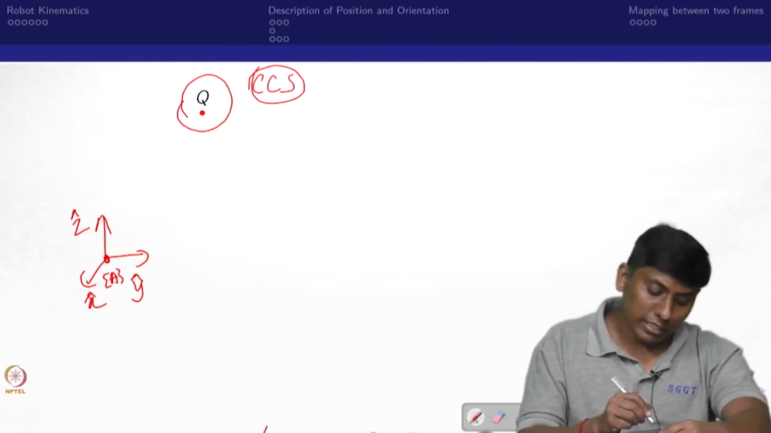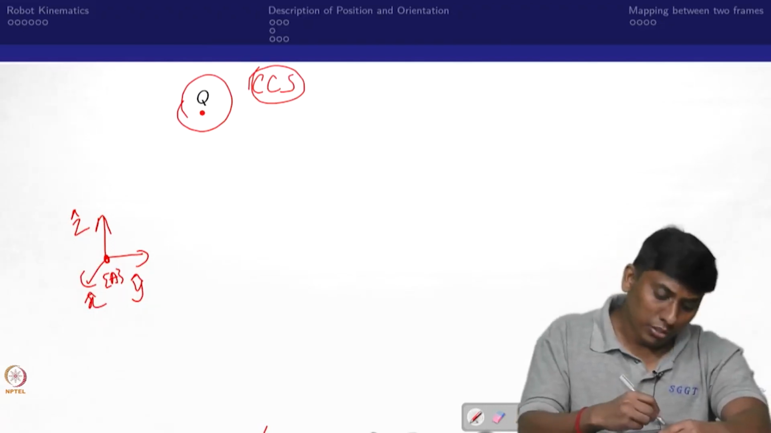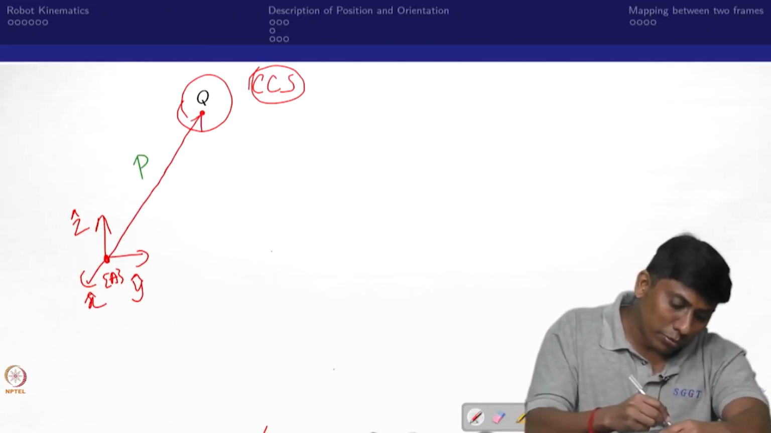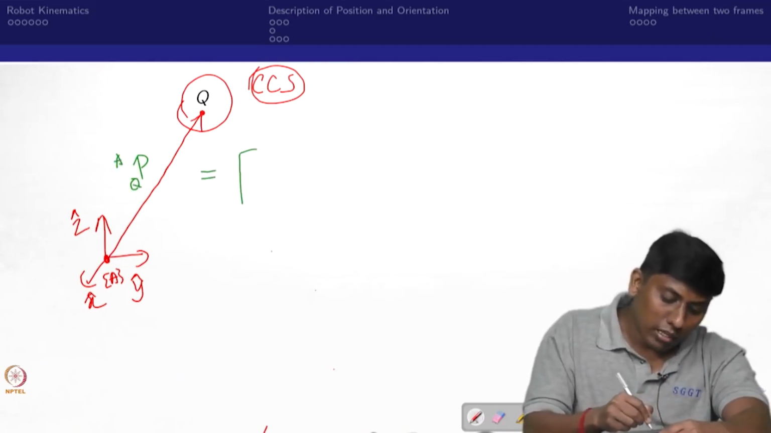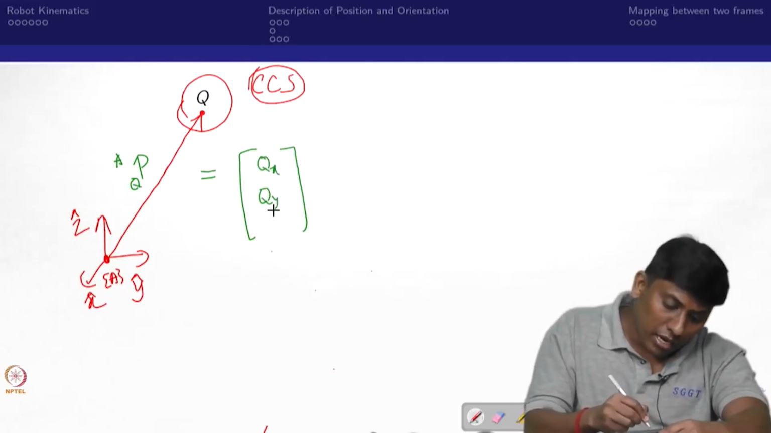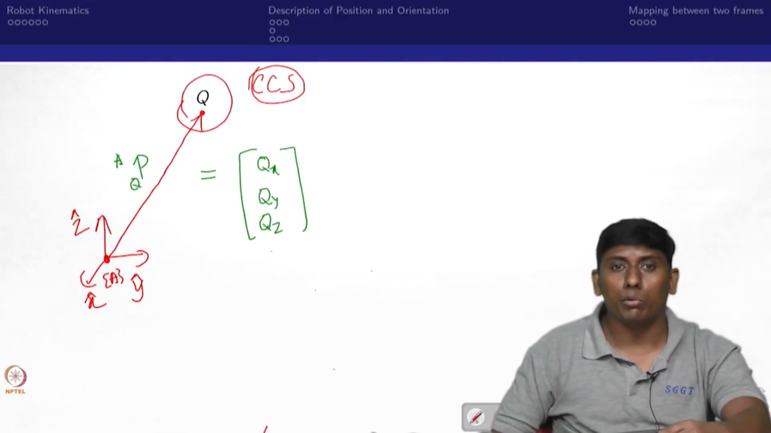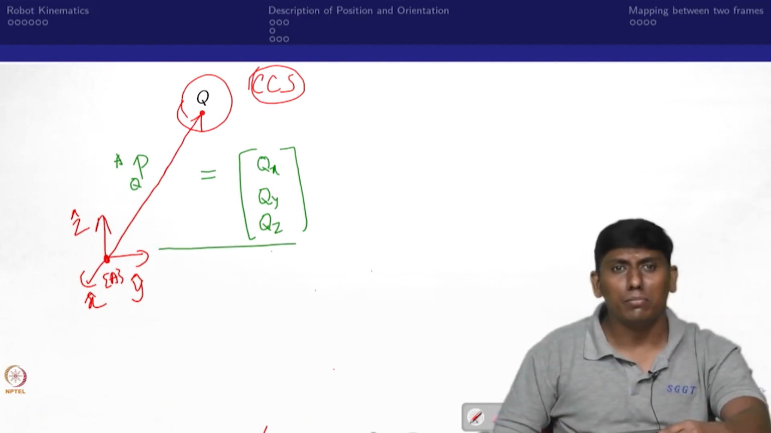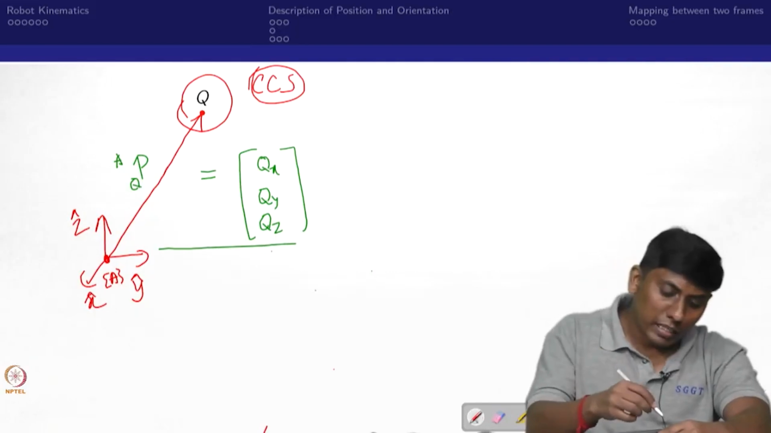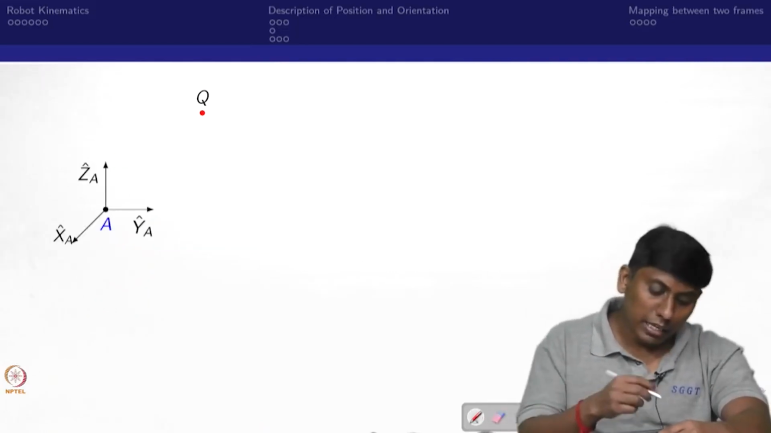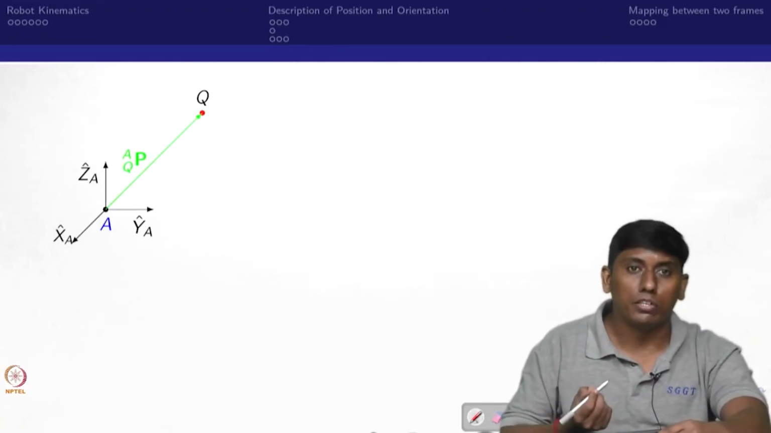Further, since it is Cartesian, this position can be directly written as a position vector. The position vector of Q with respect to A is straightforward: three quantities, which I can write as qx, qy and qz. This is very straightforward, right? So the position vector description with respect to the Cartesian coordinate system is not a big deal. That is what I have shown: there is a frame A, and from A to Q there is a position vector.